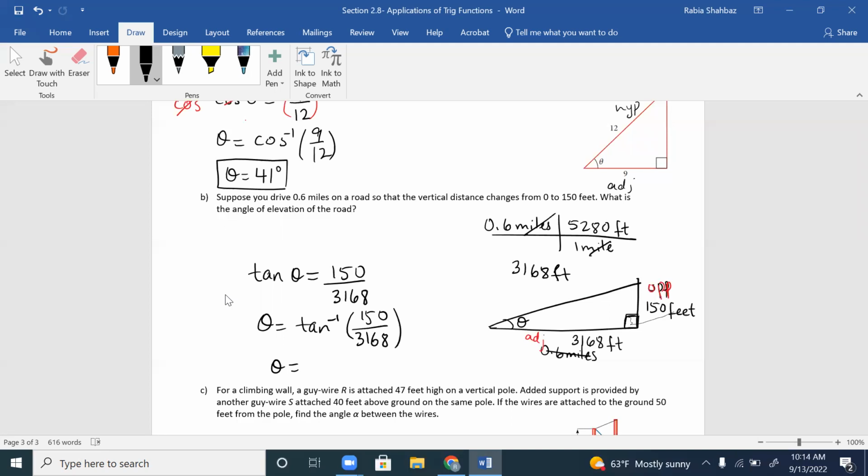And if you want to round it to a whole number, that will be 3 degrees. If you want to round it to one decimal place, it will be 2.7 degrees. So follow the rounding instructions.